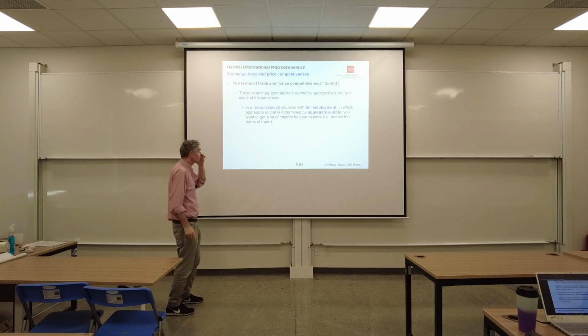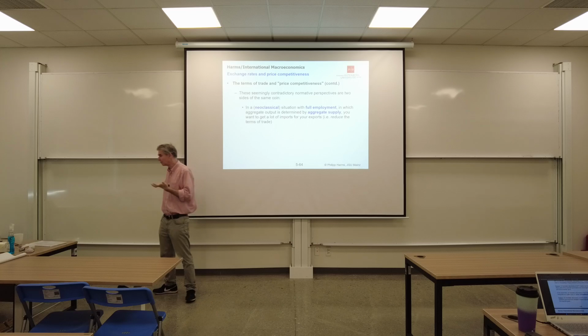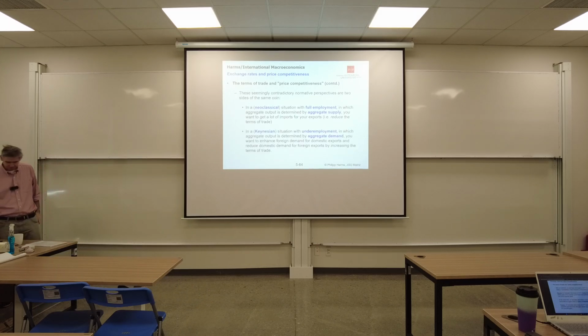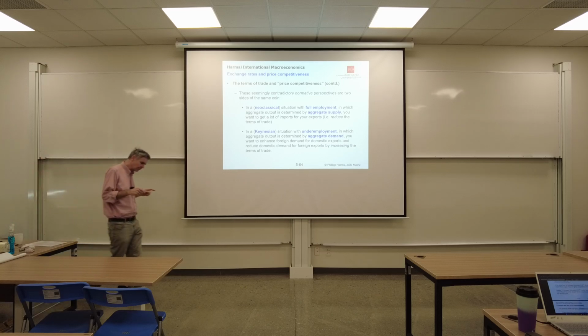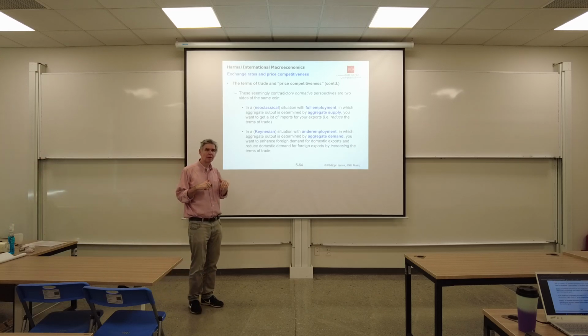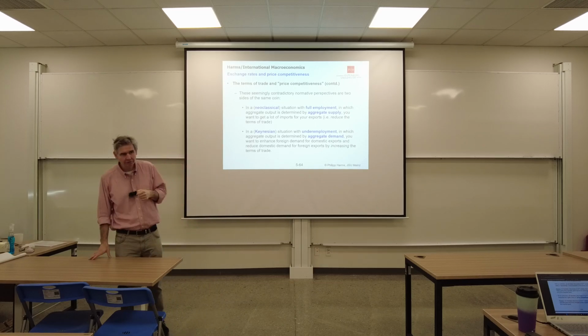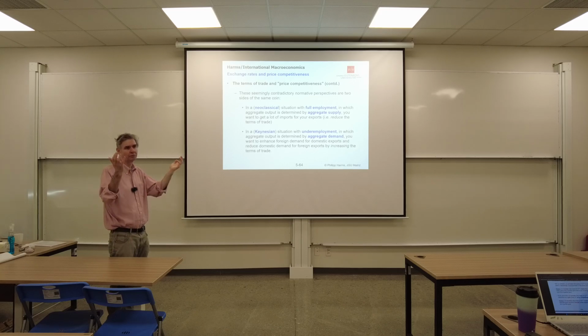That's the neoclassical situation. Now, if you have a Keynesian situation, going back to John Maynard Keynes, right? In a Keynesian situation of underemployment, it's all about jump-starting demand. You want to sell stuff. And if you sell your stuff at a low cost or at a low price, then you generate aggregate demand, and that's good.